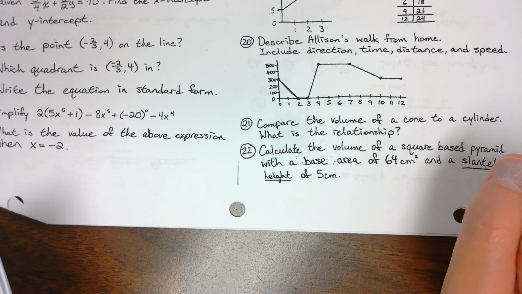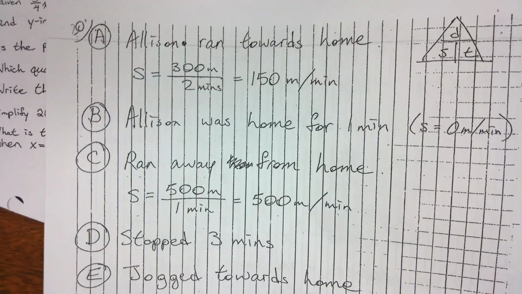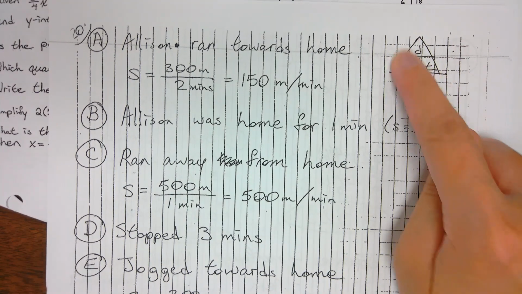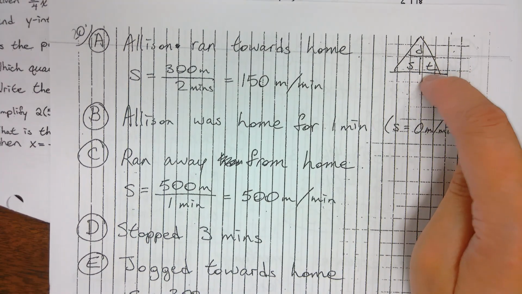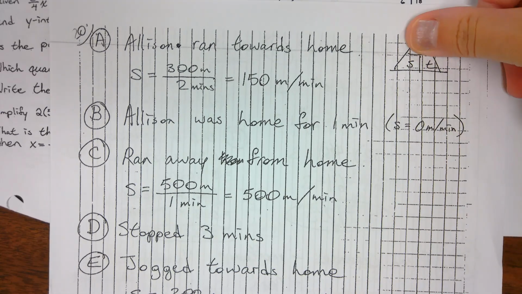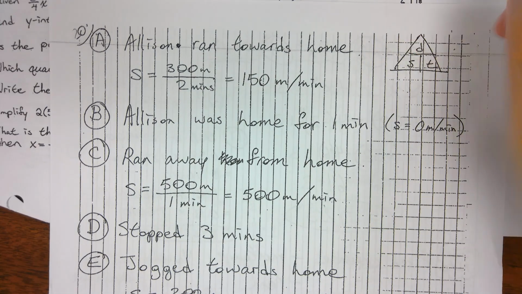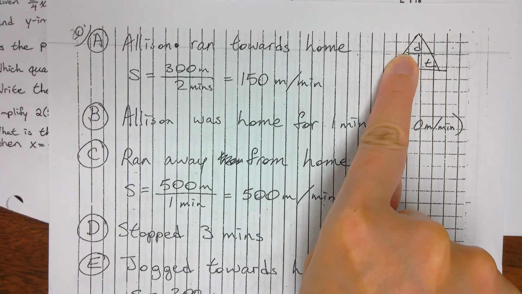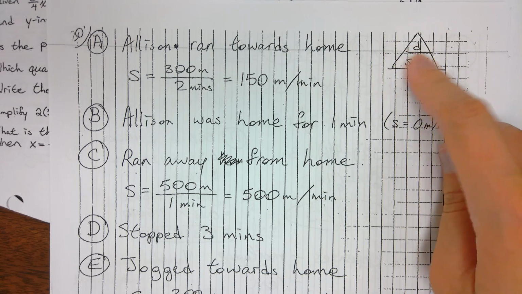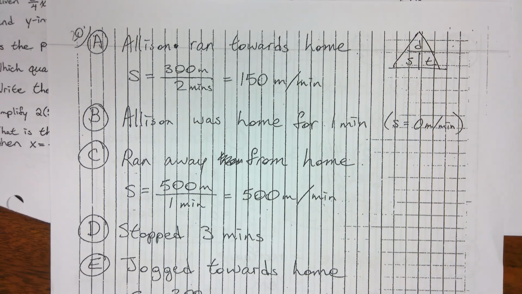When you remember distance, speed, and time, this triangle, you see it in science. This is a very useful triangle. So again, to find distance, you do speed times time. To find speed, you do distance divided by time, and to find time, you do distance divided by speed. So this is a very useful triangle. I still use it today.